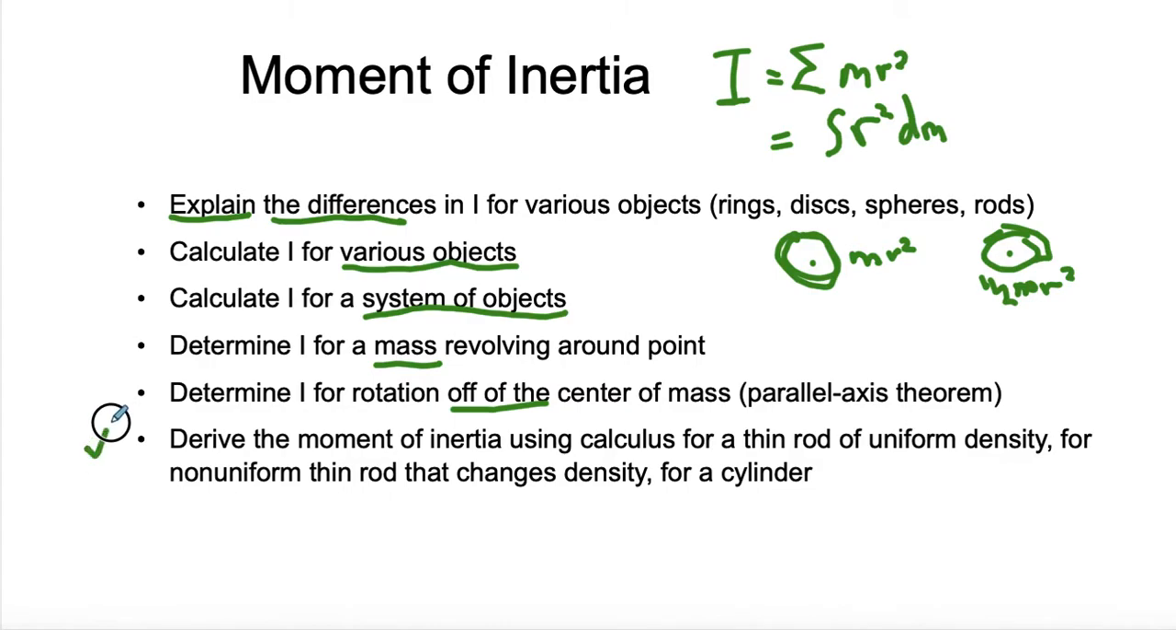This one is hard. If you need to skip it, but this is where you'd have to use calculus to find the moment of inertia for a thin rod that has the same density. We did that example in class. Or for something that doesn't have the same density, where maybe the density changes, or for a cylinder. Those would be common on the AP exam. So, calculating moment of inertia.